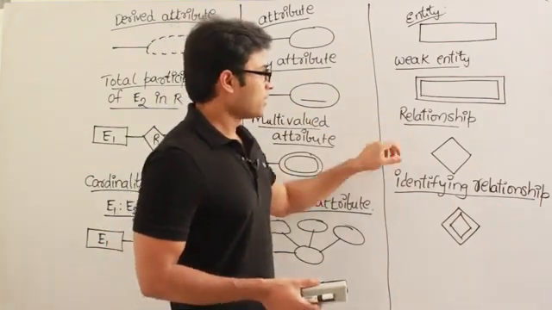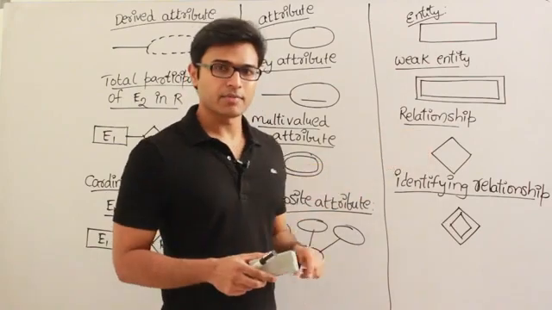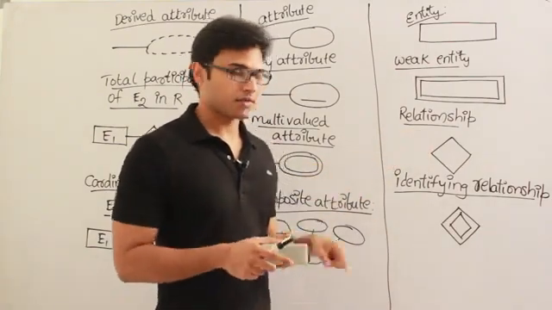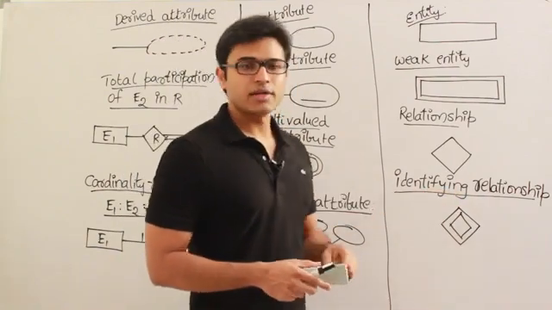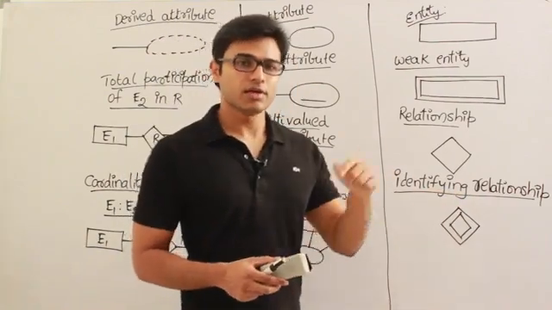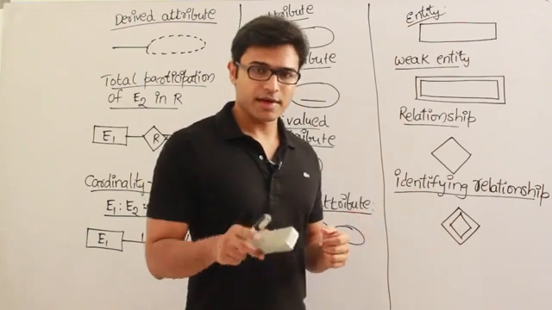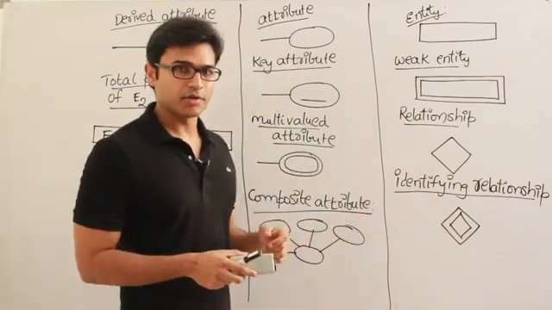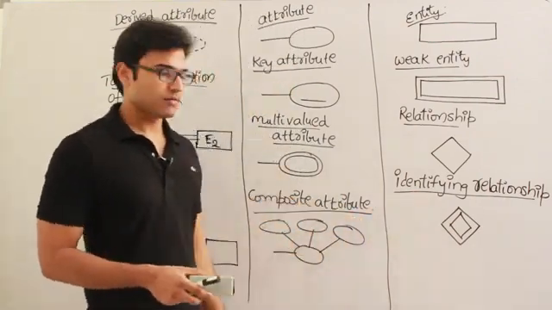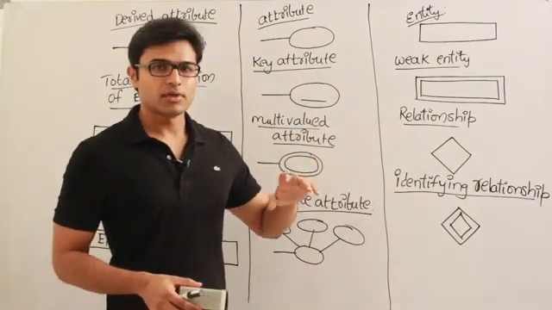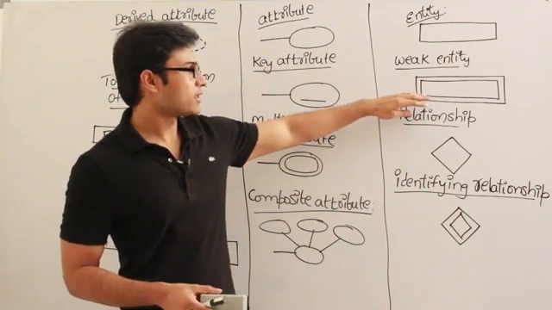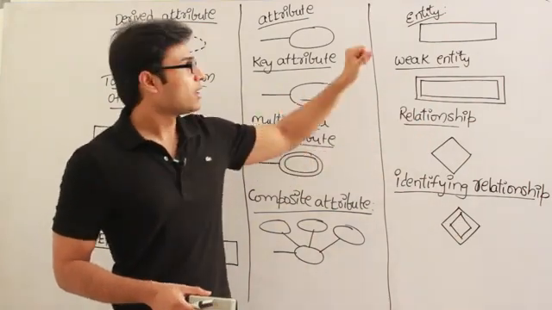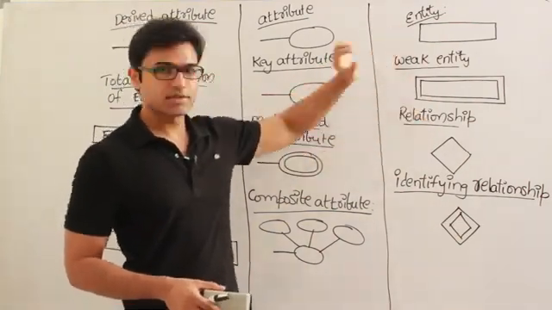And a relationship is generally represented by this diamond box. An identifying relationship means the relationship between the weak entity and the strong entity, which is actually a kind of relationship only. That is why they are using the same kind of symbol with double lines. So if you have to remember the weak entity and identifying relationship, just imagine that both have double lines, and a normal entity and relationship have single lines.